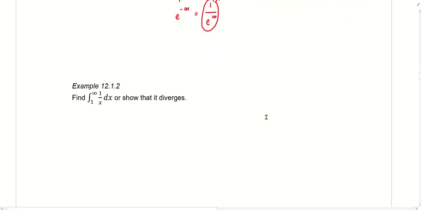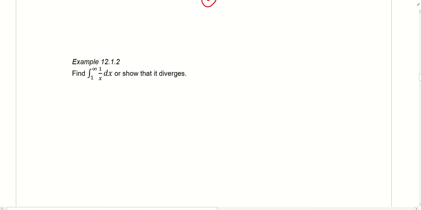Okay, let's do another one. So once again, we are looking at an integral, in this case, the integral of 1 over x from 1 to infinity, and we want to either find this integral, so find the finite value it produces, the finite area, or show that it diverges. In this case, the thing that's making this an improper integral is that upper limit of integration. We're integrating from 1 to positive infinity, 1 over x.